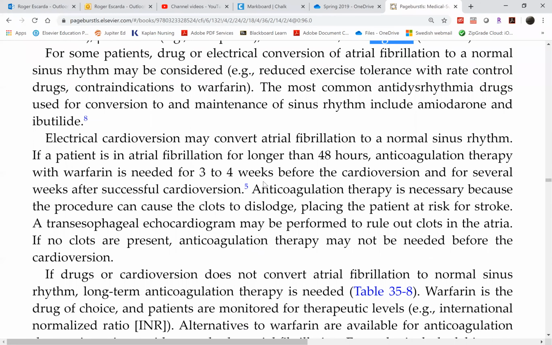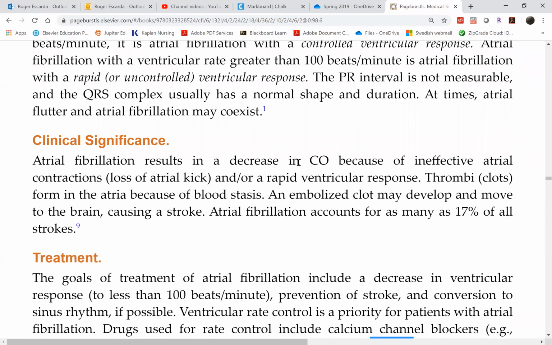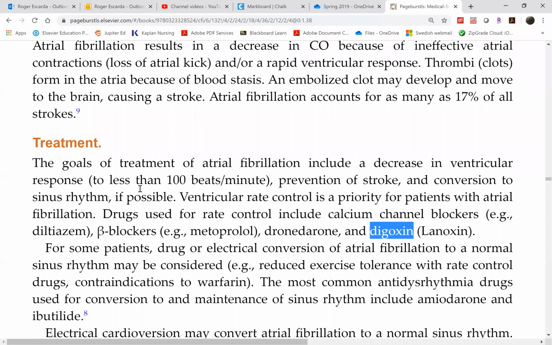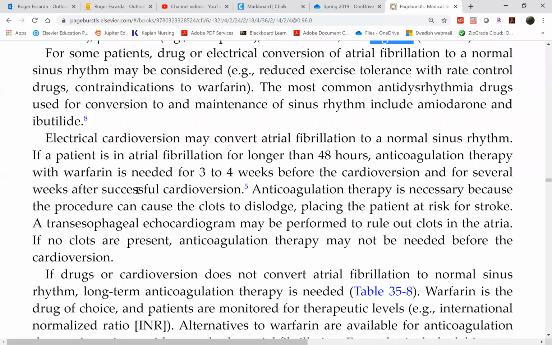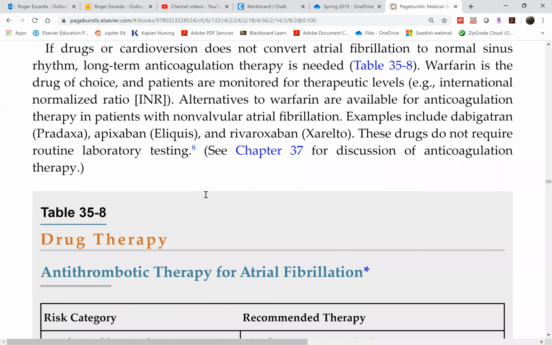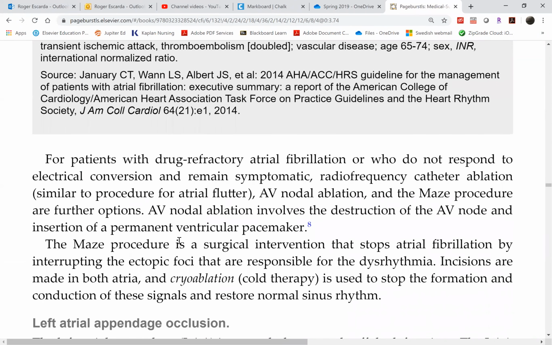Still here, look at the treatment. So we give drugs for decreased ventricular response, that's the purpose of these drugs here. Then prevention of stroke, that's your anticoagulation. And then conversion to sinus rhythm, we have two possible ways to do that. Either you do cardioversion or ablation somewhere down here. Okay, here, now we have ablation.